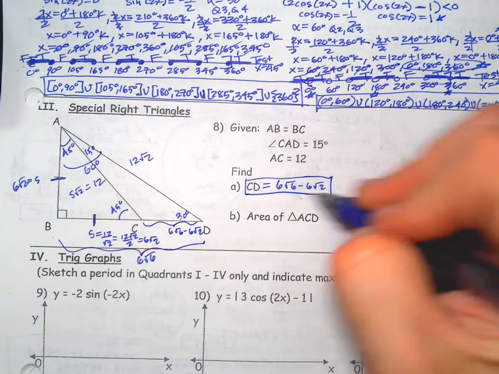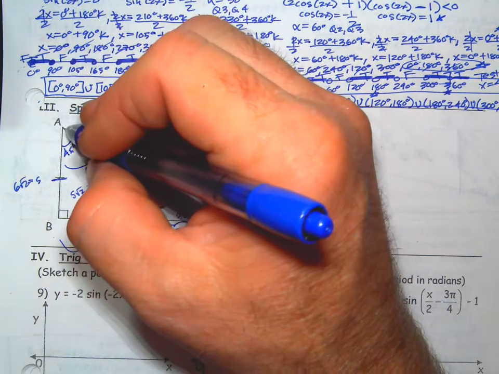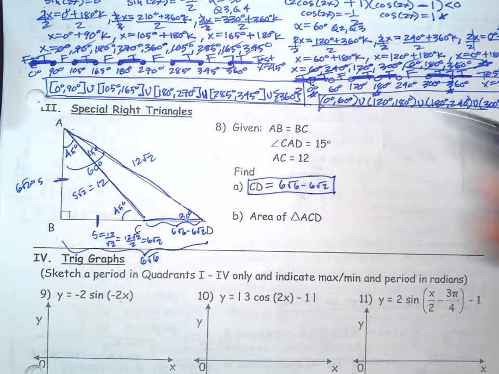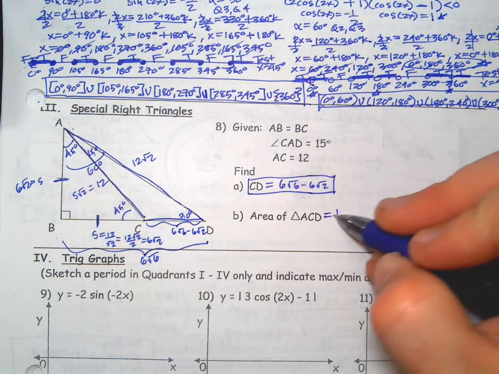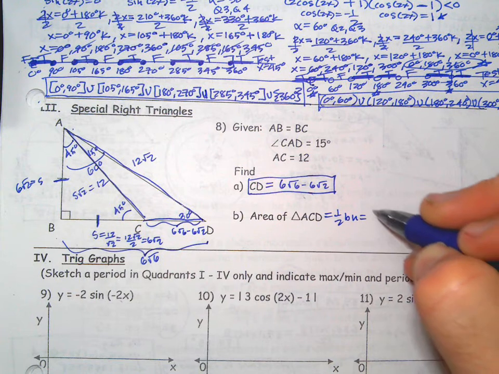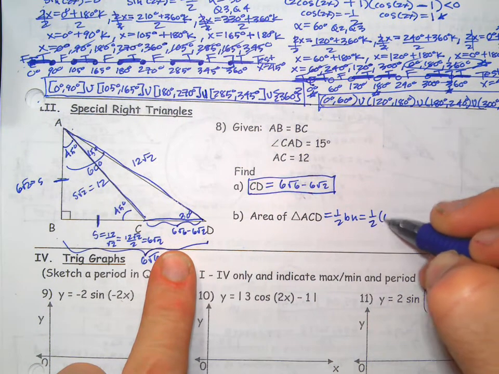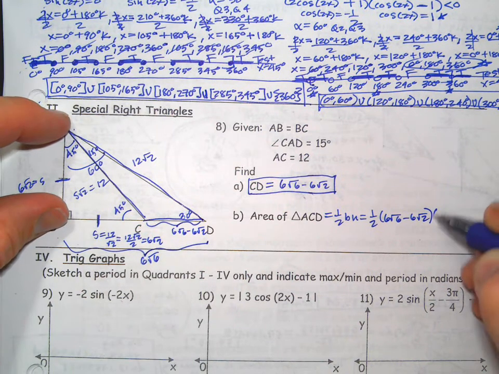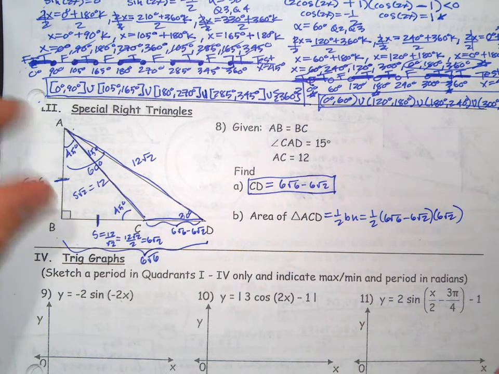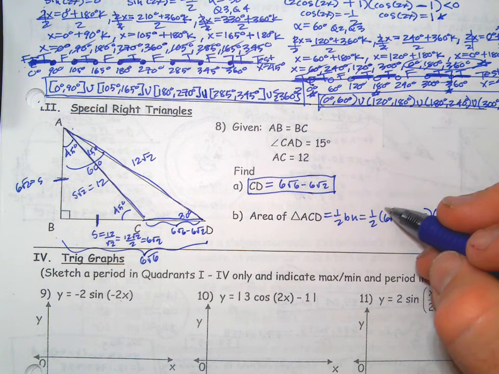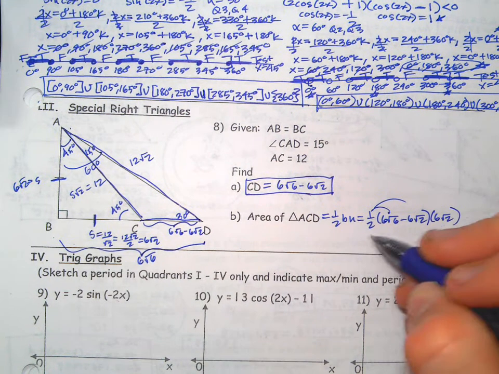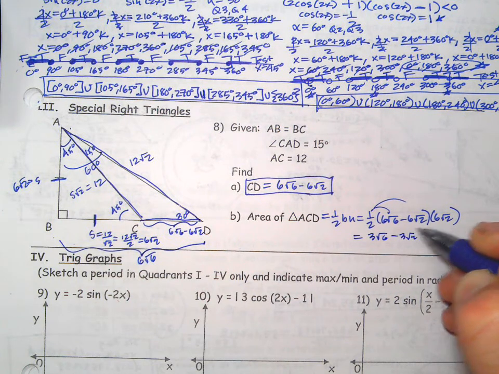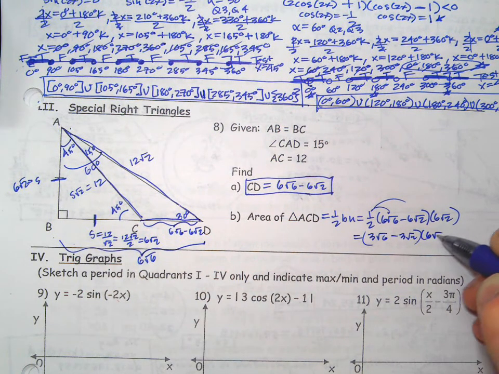Okay. Area of triangle ACD is this skinny triangle that gets created. And let's just do 1/2 base times height. I think we got everything. The base is 6 root 6 minus 6 root 2. The height is 6 root 2. So let's just simplify that. You can bring this in if you want. Get 3 root 6 minus 3 root 2. And then do the 6 root 2.